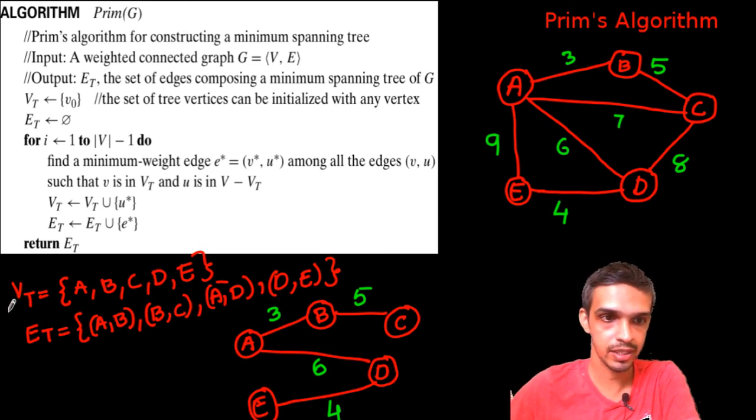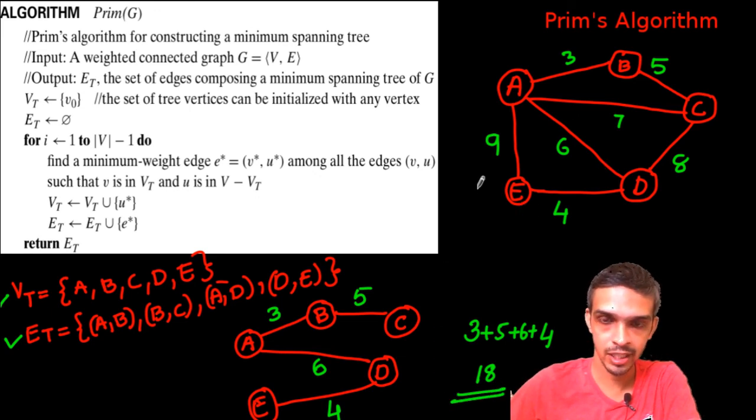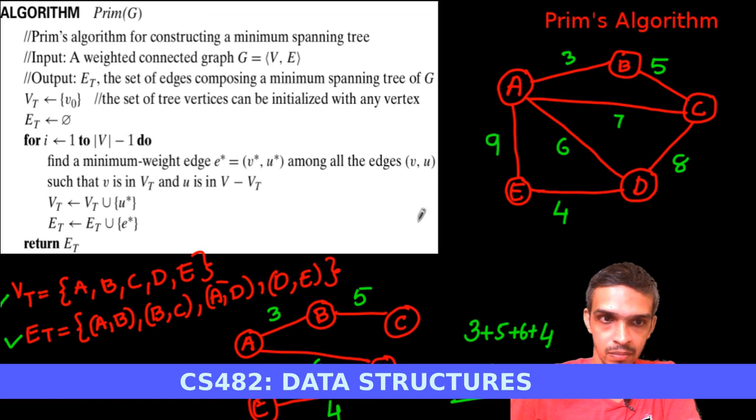So these are the vertices, and these are the edges. And this forms a minimum cost spanning tree, minimum spanning tree. You can see that the edge weights are 3 plus 5 plus 6 plus 4, that is 18. There are many spanning trees possible, and Prim's algorithm will give you the one with the minimum cost, that is the cost of 18.